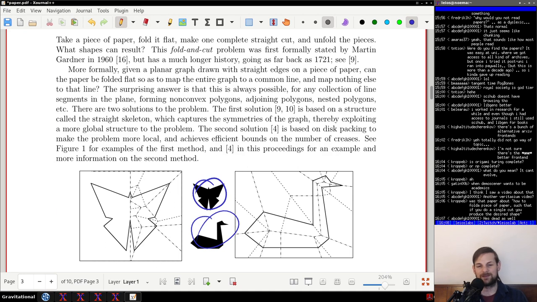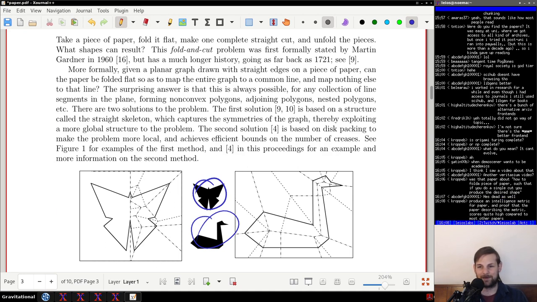No, I'm being too, I don't care. Produce an intelligence metrics for paper and prove that the paper describing the metric scores quite high compared to most other papers. Right, that's what you need.